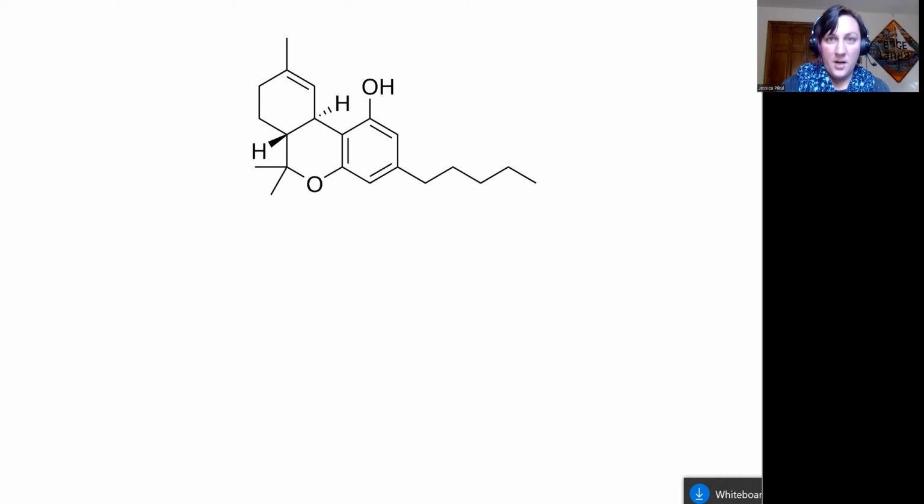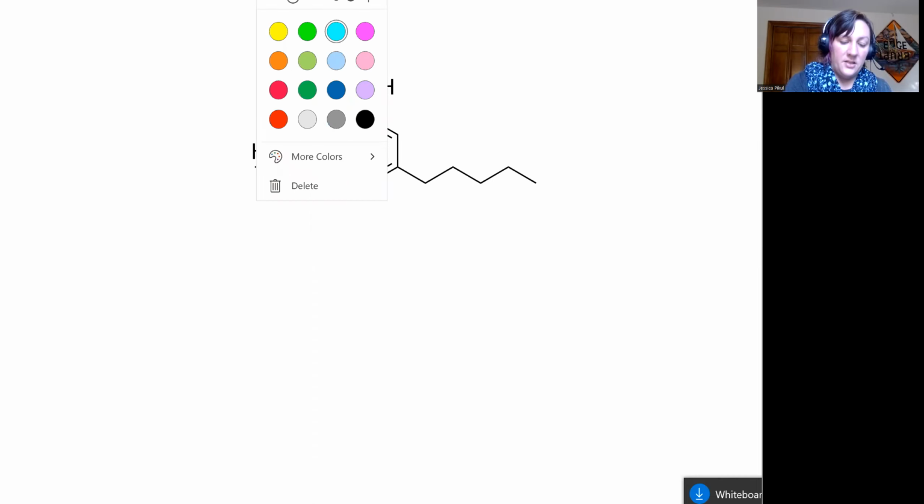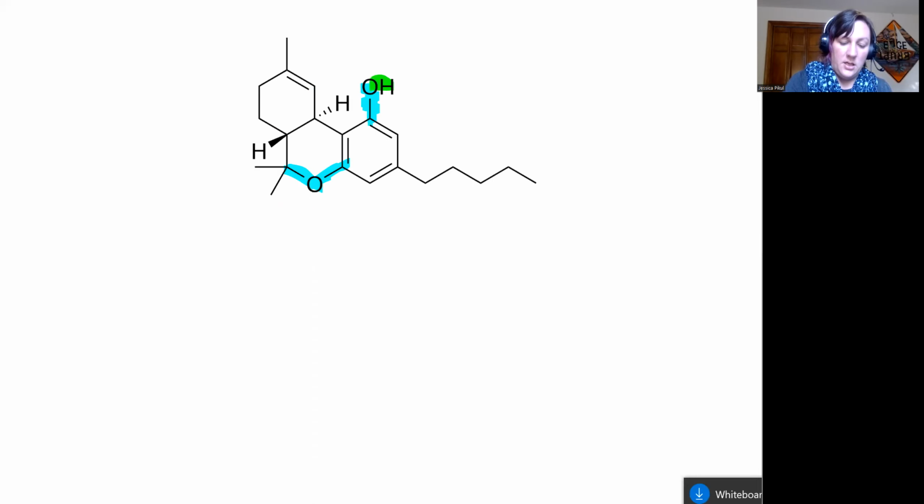Let's look at the THC molecule. Again, this is the line structure, but we can pick out a few patterns here. We have a few different types of bonds. We have oxygen-carbon bonds right here. We have an oxygen-hydrogen bond right here. That's it. And then the rest of the molecule looks like all carbon-carbon bonds or carbon-hydrogen bonds.